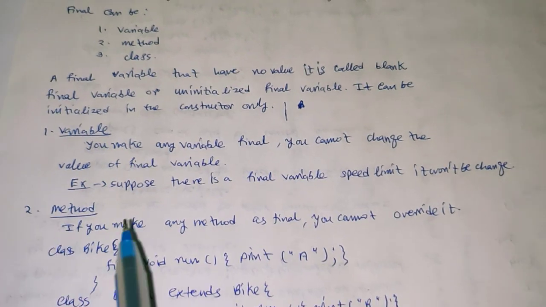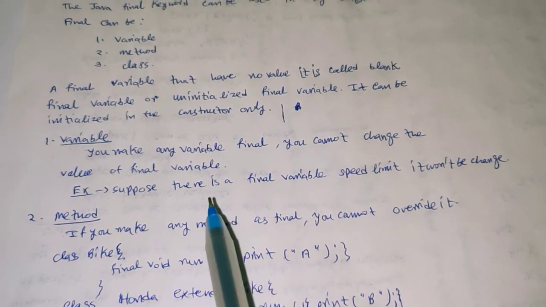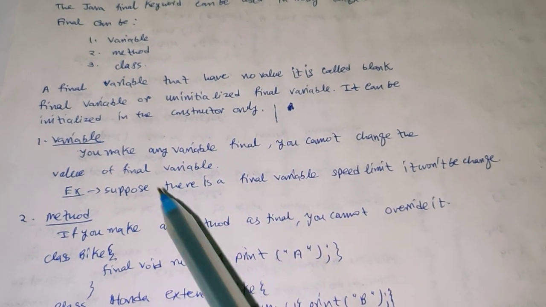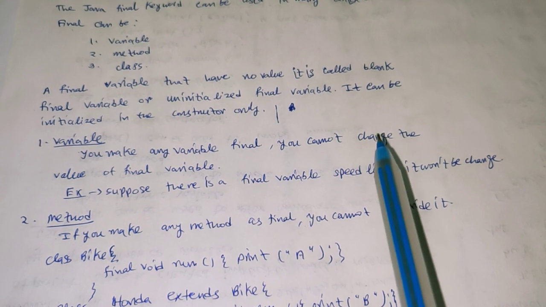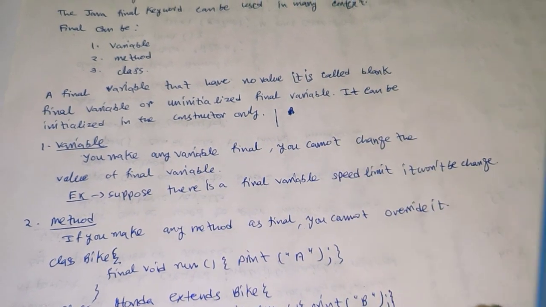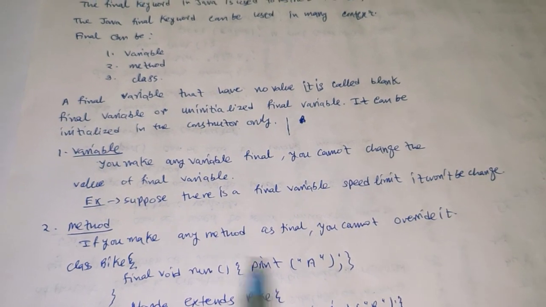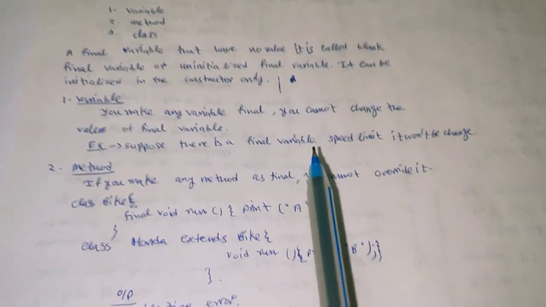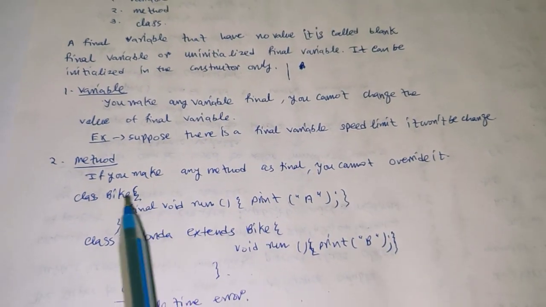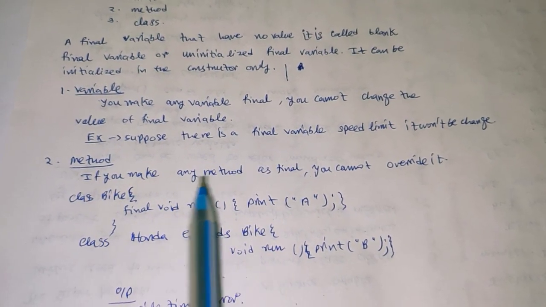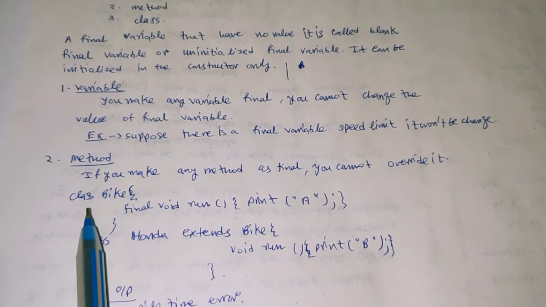Next is method. If you make any method final, you cannot override it. We previously discussed overriding: inside the parent class there is a method with a signature, and inside the child class there is another implementation of the same signature method, so it is overridden. Whenever a method is final, it cannot be overridden.